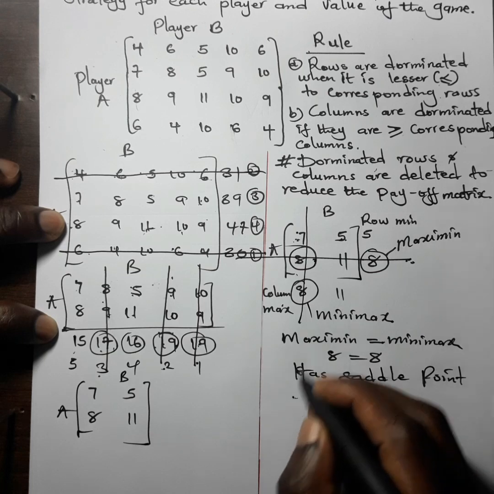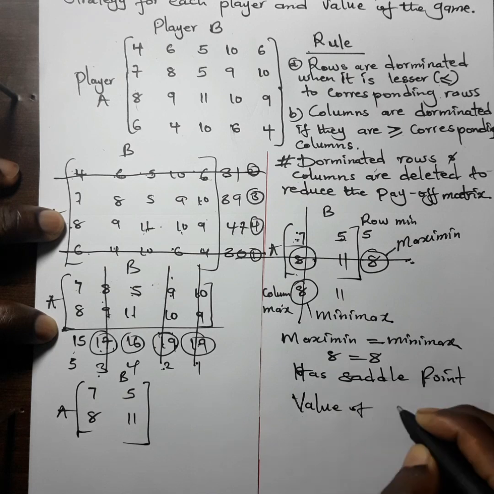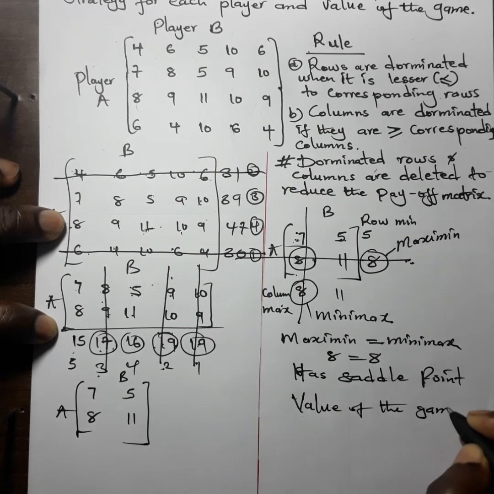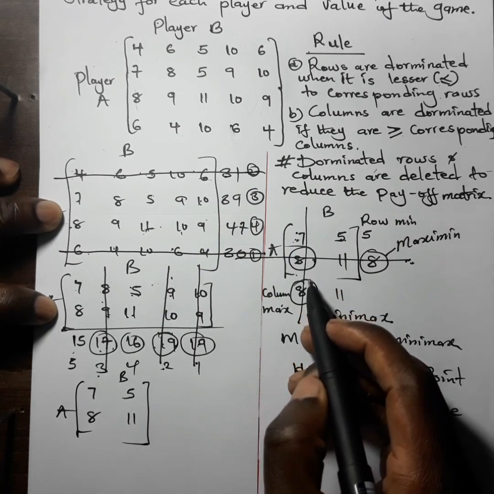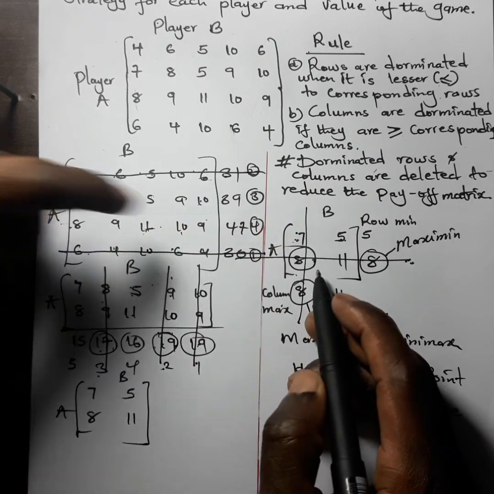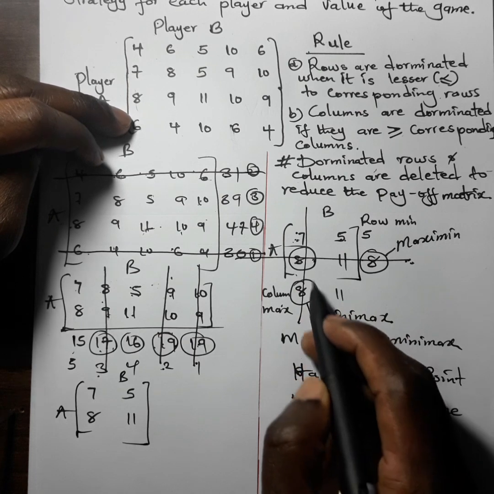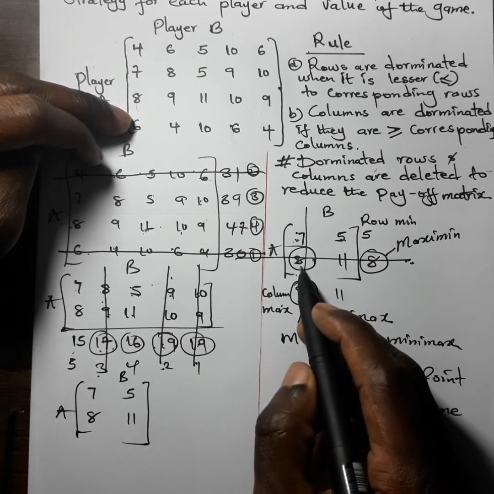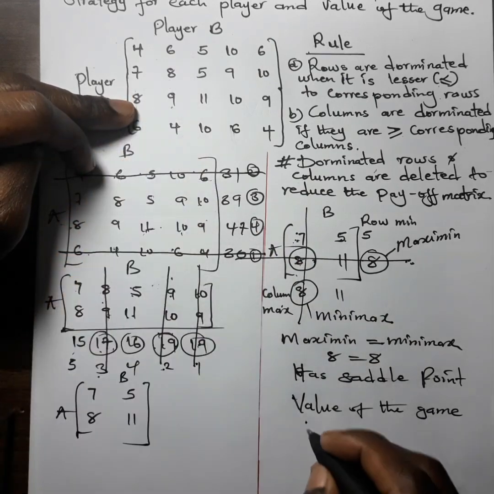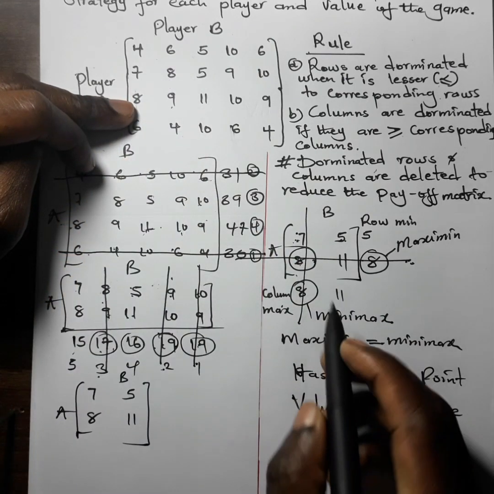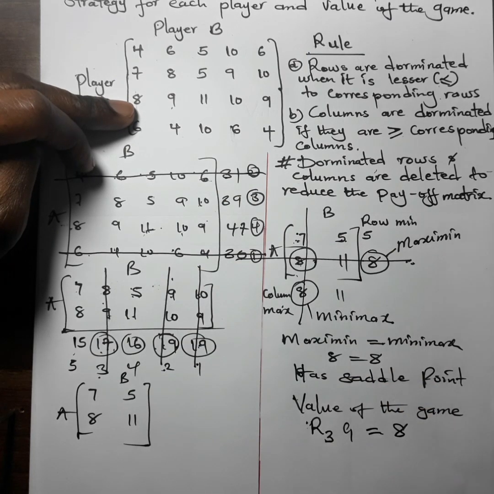So the value of the game is located on that saddle point. Now we compare this one with the original payoff matrix. This one is now found in which row? It is found in row 3. 1, 2, 3. It is row 3. What about the column? Column 1, and the value is 8.